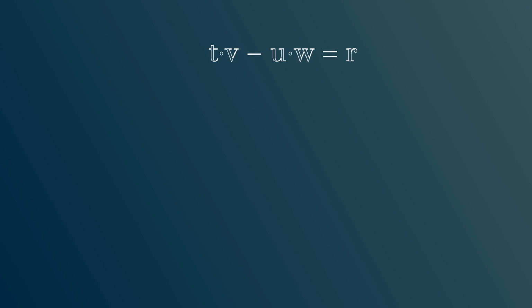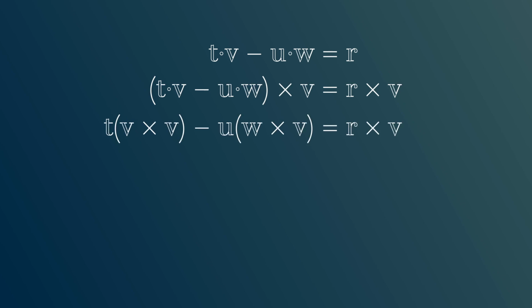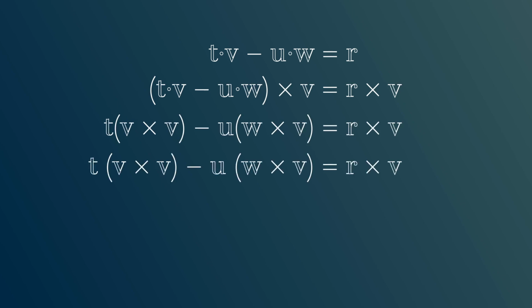We start again from the rearranged vector equation. Now we want to eliminate T. So just like before, we take the cross product of both sides with V. Now first distribute and factor. And then factor out the scalars T and U. Now step 2, kill the T term.